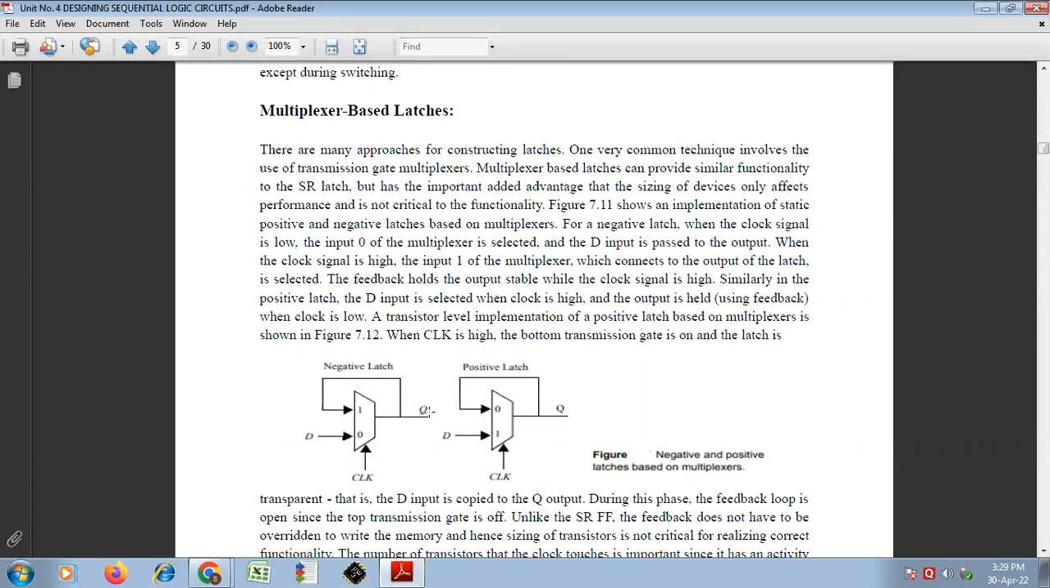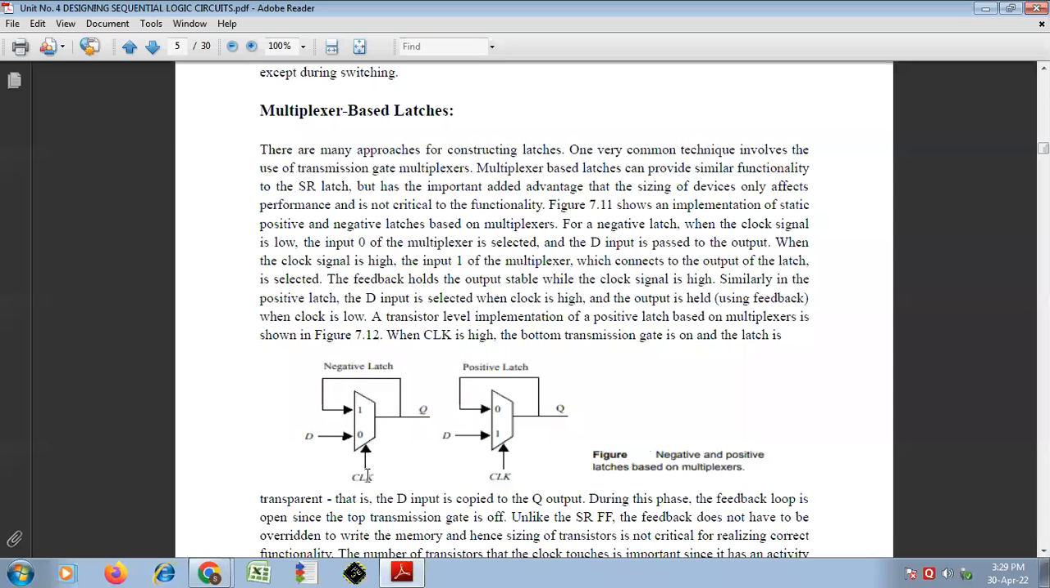Now, when the clock signal is high, for this negative latch, the input 1 of the multiplexer is selected, which connects to the output of the latch. That means it is a feedback. Now the input D is selected when the clock is low, and the output is held using feedback when the clock is high, unless and until the clock is low.